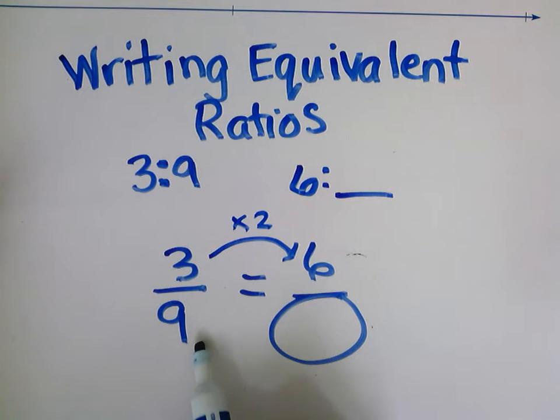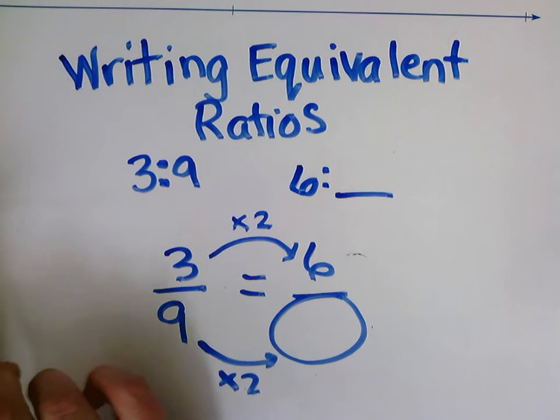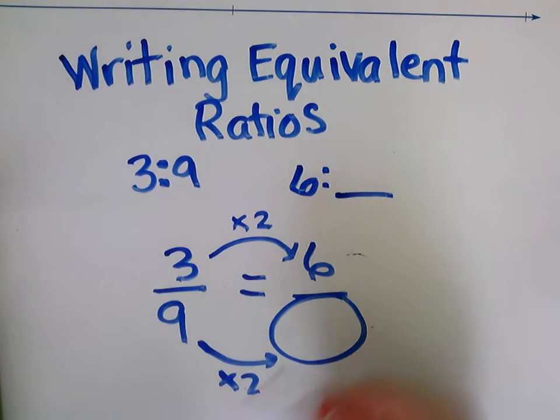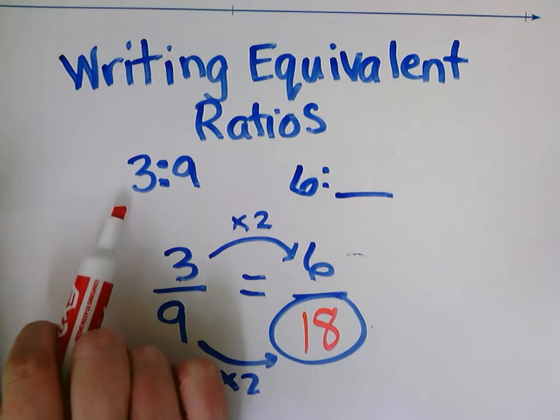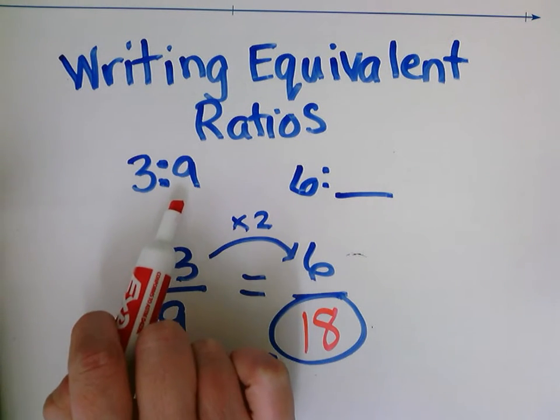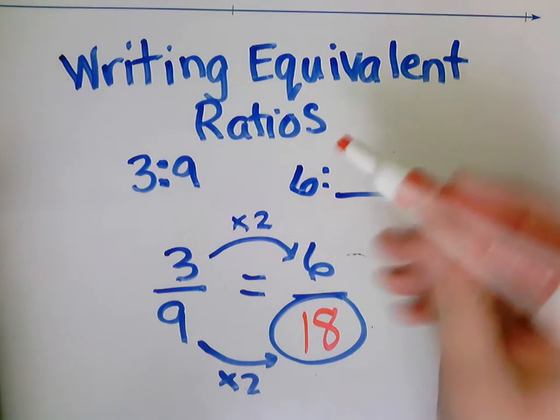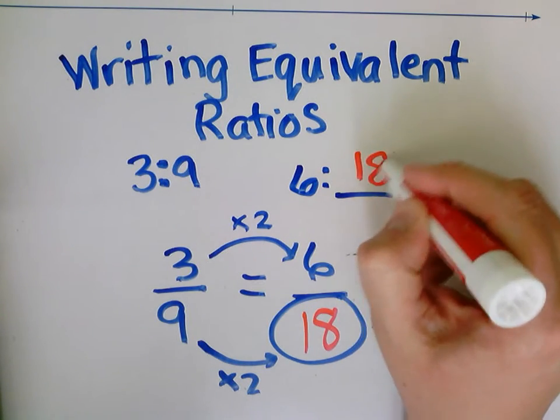So I have to do the same thing on the bottom. I'm going to multiply by 2. So 9 times 2 gives me 18. So to complete my ratio, if for every 3 fish I caught, 9 got away, and today I caught 6 fish, that means 18 fish got away.